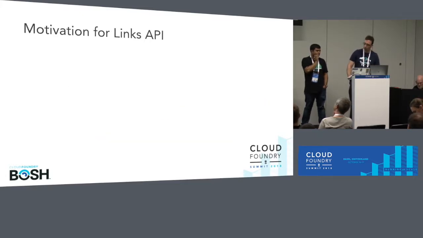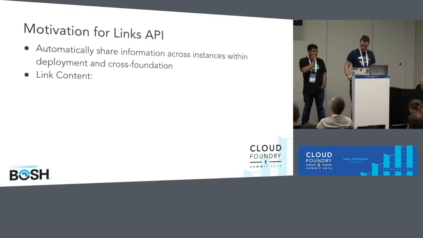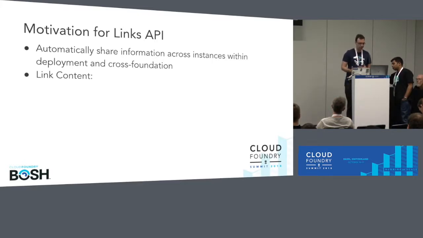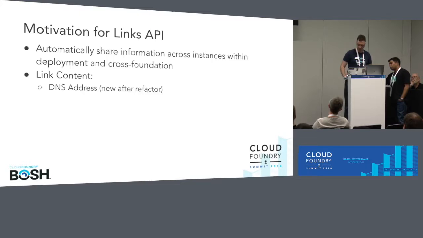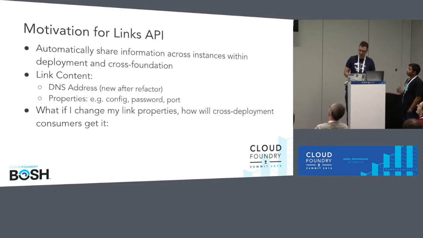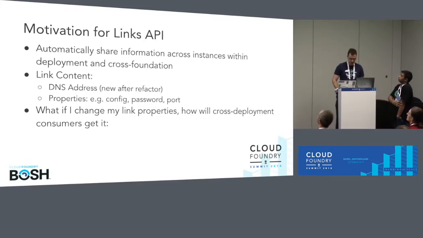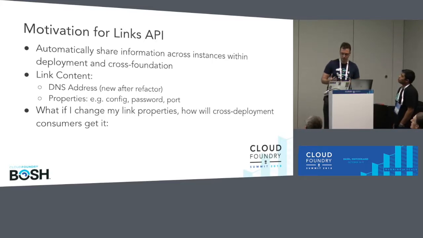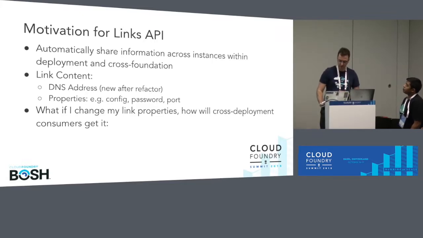Moving on, we'll talk a little bit about the motivation for Links API. It was introduced to automatically share information between different deployments, and those could be deployments not managed by the same director. You'll see examples of the API and how you can create links with it outside of deployment manifests. For link content, we still have much the same properties that you would provide, but Links API also helps with BOSH DNS, so you can have DNS addresses provided by the links instead of just IPs.